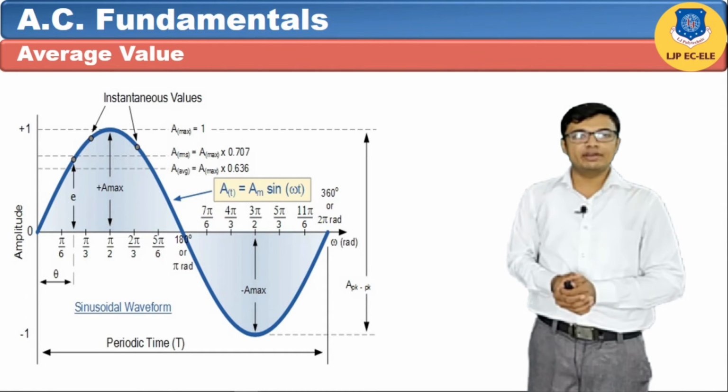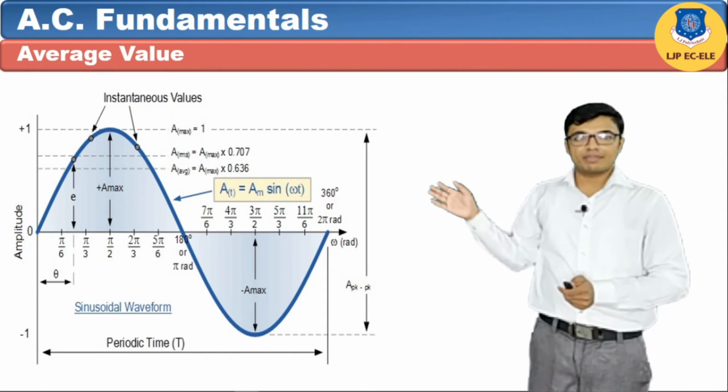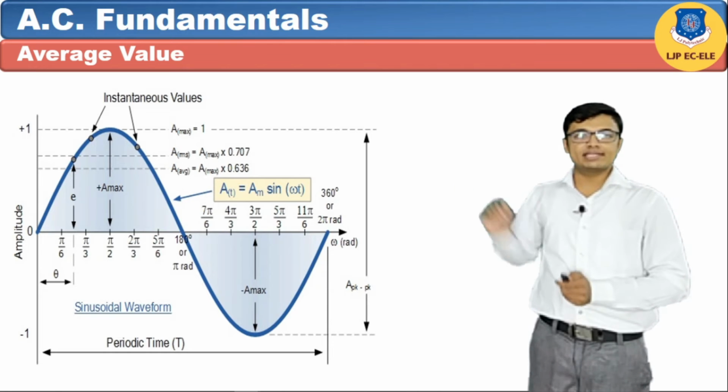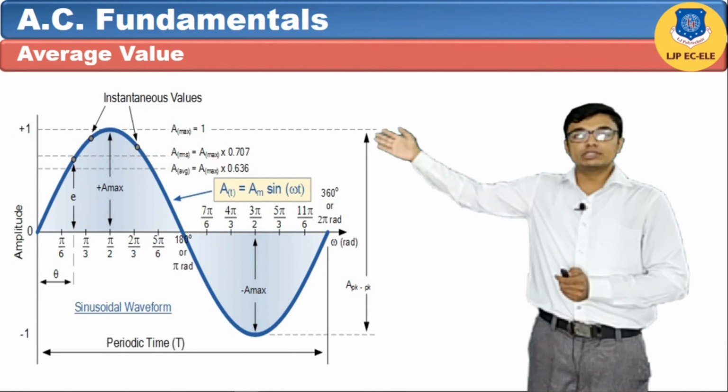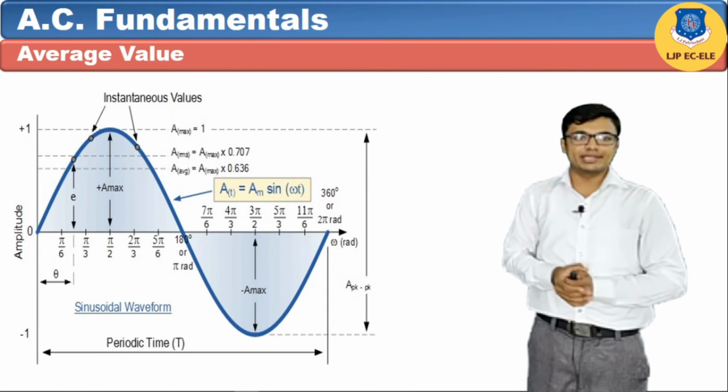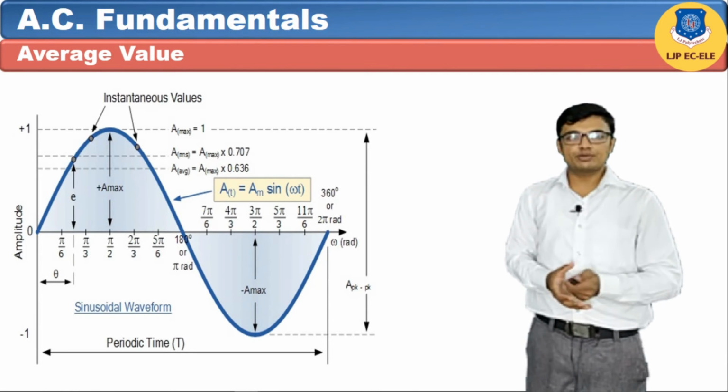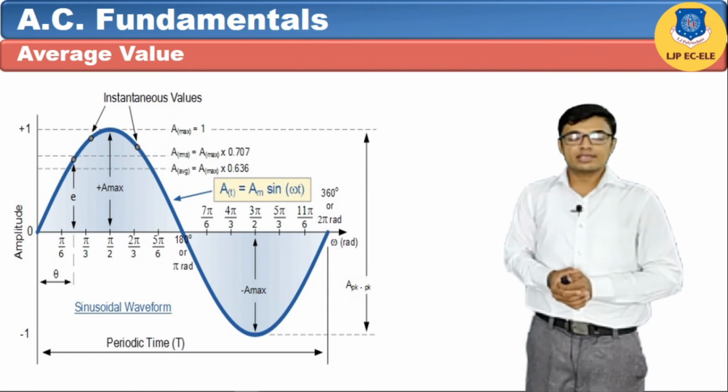Let's define average value in brief. So as we know that average value for full cycle is always 0, because here having one positive half cycle and negative half cycle. So positive half cycle and negative half cycle will cancel out each other. So average of positive half and negative half is always 0. So we have to consider average value for half cycle. So we will find average value for only half cycle.